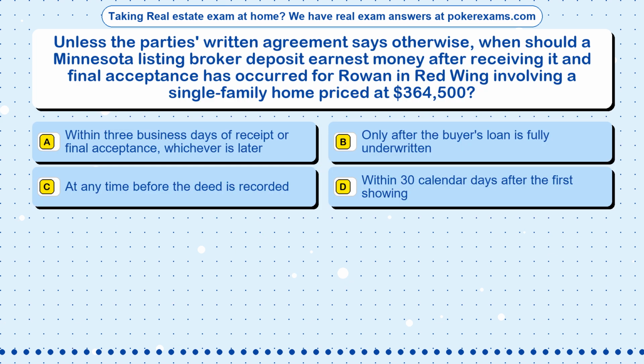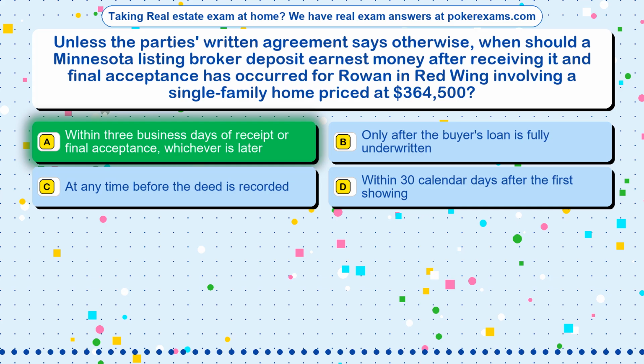Question 57. Unless the parties' written agreement says otherwise, when should a Minnesota listing broker deposit earnest money after receiving it and final acceptance has occurred for Rowan and Red Wing involving a single-family home priced at $364,500? Option A. Within 3 business days of receipt or final acceptance, whichever is later. Option B. Only after the buyer's loan is fully underwritten. Option C. At any time before the deed is recorded. Option D. Within 30 calendar days after the first showing.